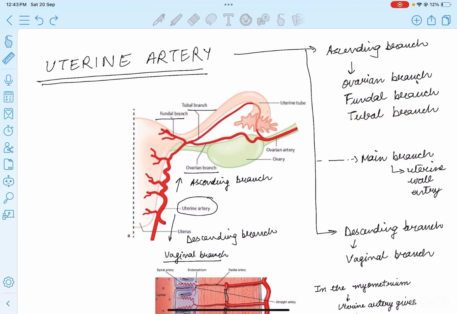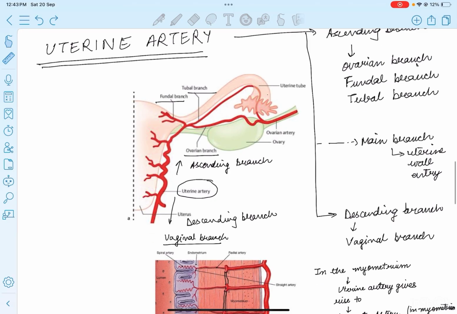So now the main branch. Let's come to the main branch. This is the main branch. This main branch will supply the uterine wall. So what happens in the uterine wall?